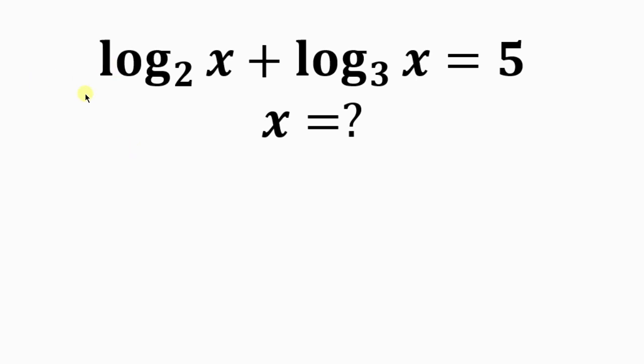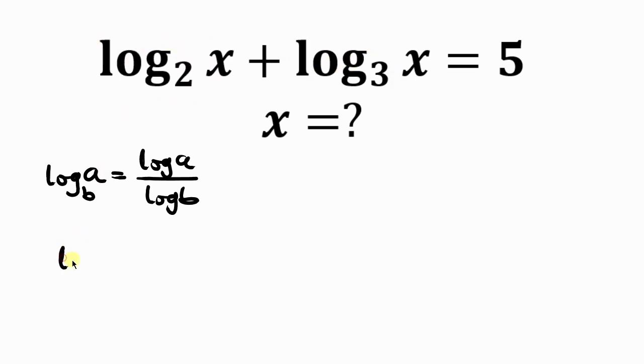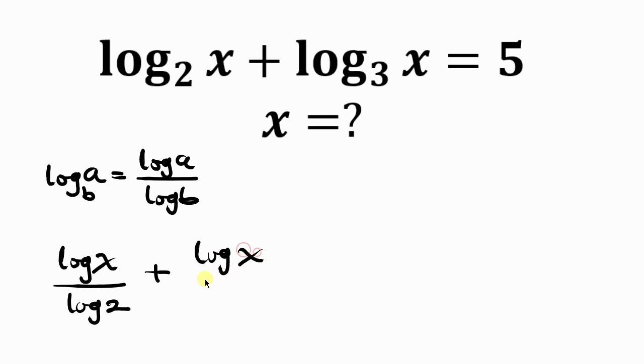base. The property of change of base actually says that when I have log base b of a, this is equal to log a all over log b. So we're going to be applying this to what we have here and what we have here. So on this, it becomes log x all over log 2 plus this, we have log x all over log 3. Very good. And this is equal to 5.